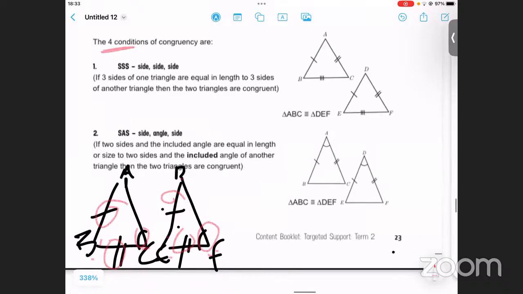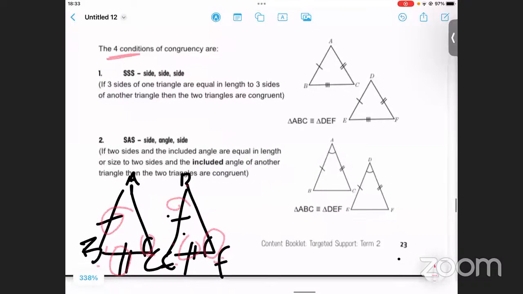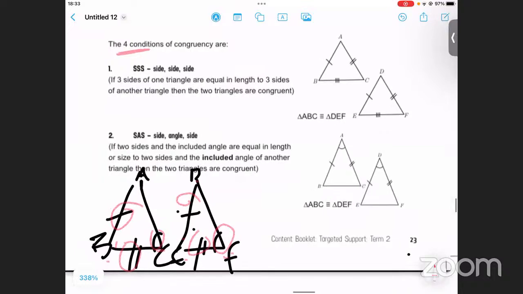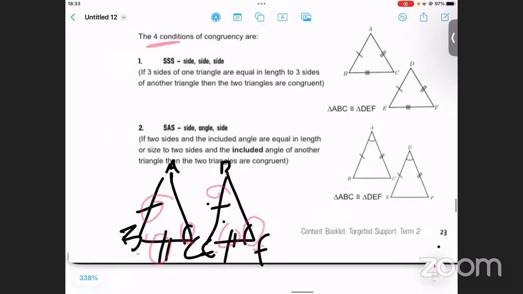And then let's try to get into the last condition, which is the fourth condition. So this one is what? This is SSA or ASS. Oh, but that's wrong, right, guys? Yes, ma'am.